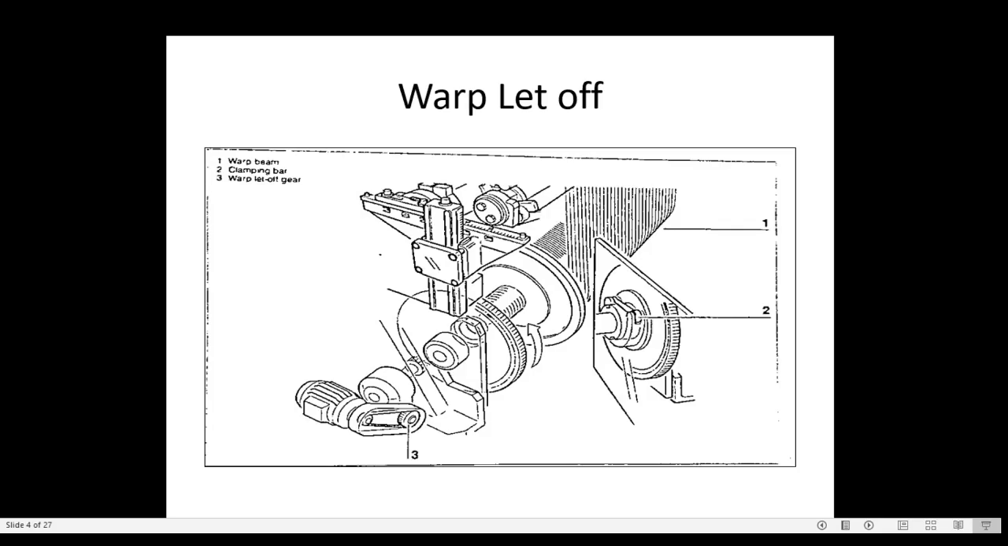So this is the warp let-off. The unique feature is that we can insert the picks per inch or picks per centimeter in the control panel, and it automatically adjusts or releases the warp according to the picks per centimeter or picks per inch, and accordingly the cloth will be pulled by the take-up roller.